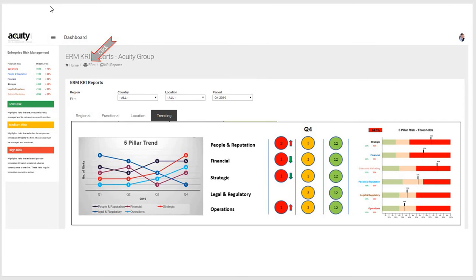Now with trended information you can have a selection of views. Here you're looking at a typical 5-pillar trend. You're also looking at a red, amber, green up and down movement across those 6 risk pillars, or you could have a view that has a bar chart with a moving indicator across the appetite as to what the level of risk you're carrying at the time.